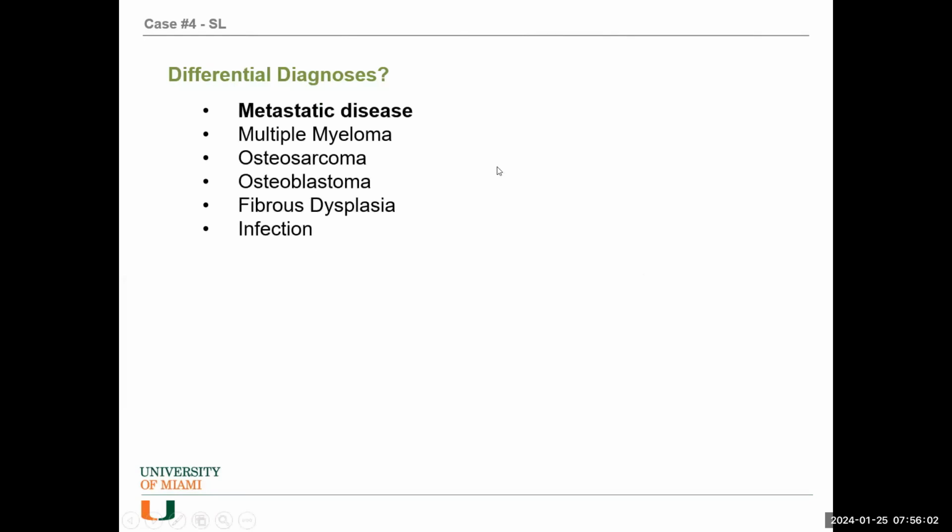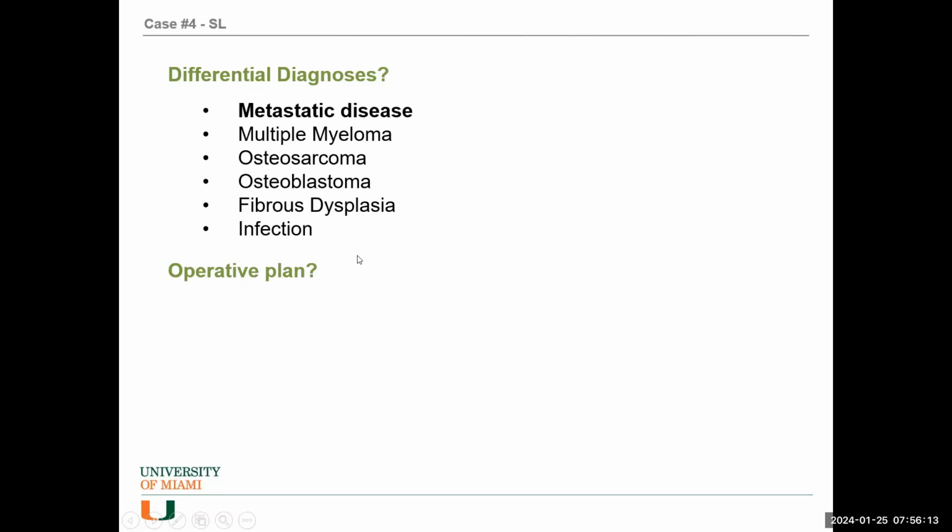So differential? Yeah, so again, differential would probably be metastatic disease. So like lung, thyroid, kidney, melanoma. Yep. I would say less likely primary bone tumor. Yeah, exactly. There's metastatic disease, right? This is likely going to be, maybe multiple myeloma. Like you mentioned, the other bone-specific ones.